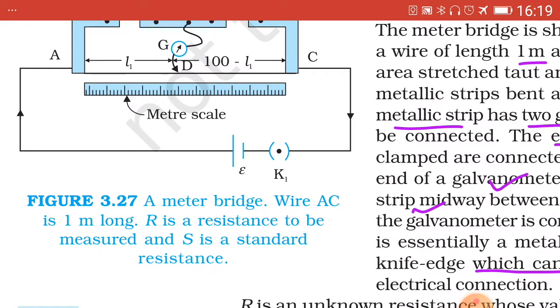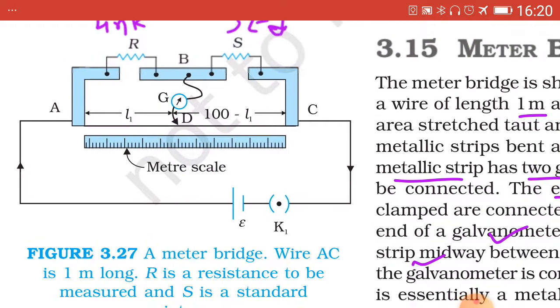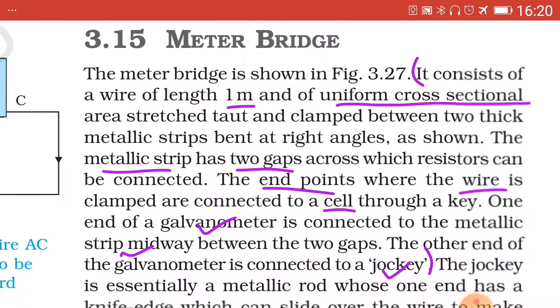Here it is written that wire AC is 1 meter long, R is the resistance to be measured, and S is a standard resistance. You will come across a practical of this, and this is known as the practical circuit of the Wheatstone bridge. So now we refer to its description.